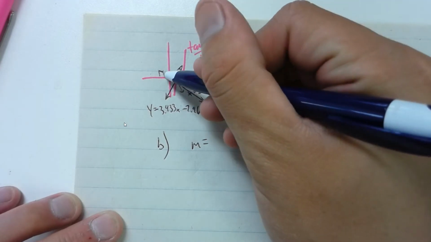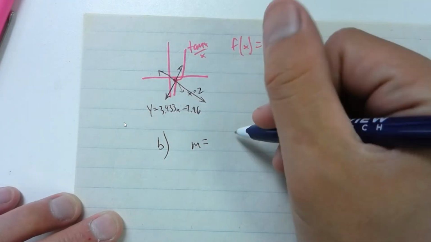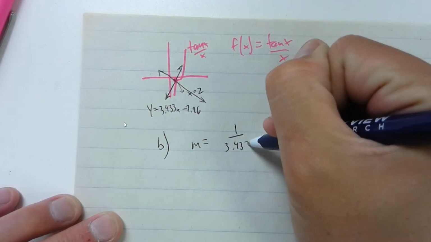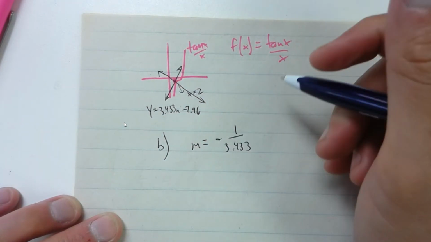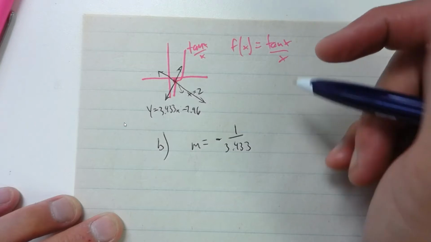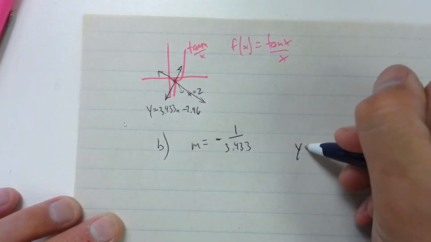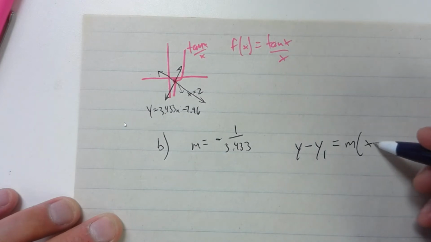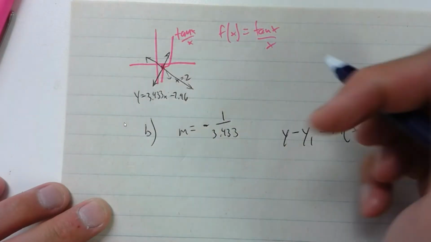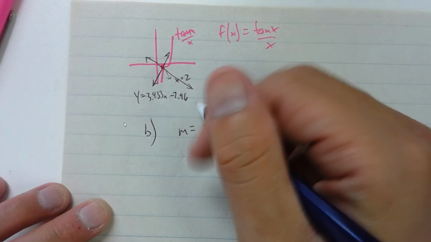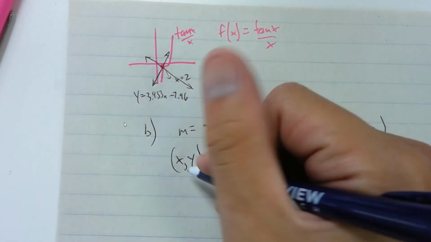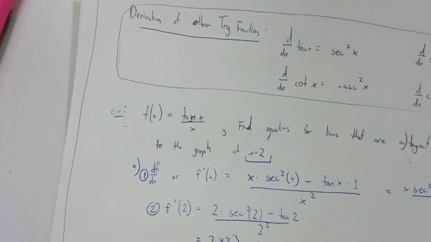But to find the line that is normal to that, you take the reciprocal, which is 1 divided by 3.433, and then you add a subtraction sign. And then we're going to have to plug it into this equation: y minus y1 is equal to m times x minus x1. So we have your m value here. We just need an xy coordinate, and the x1, y1 coordinate, technically, we already solved back over here.